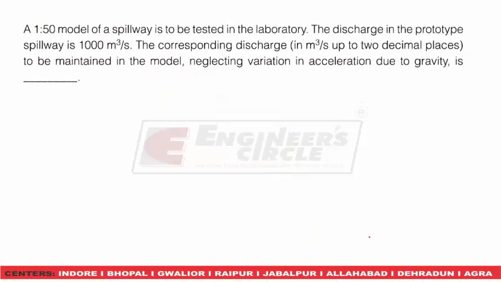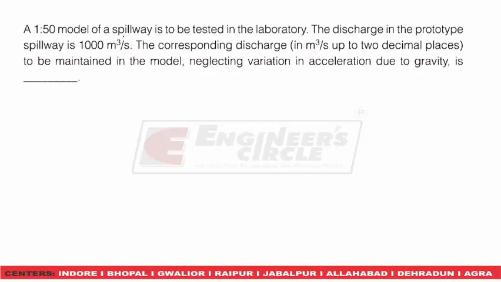The next question is a 1:50 model of a spillway is to be tested in the laboratory. The discharge in the prototype spillway is 1000 meter cube per second. The corresponding discharge in meter cube per second up to 2 decimal places to be maintained in the model, neglecting variation in acceleration due to gravity is.